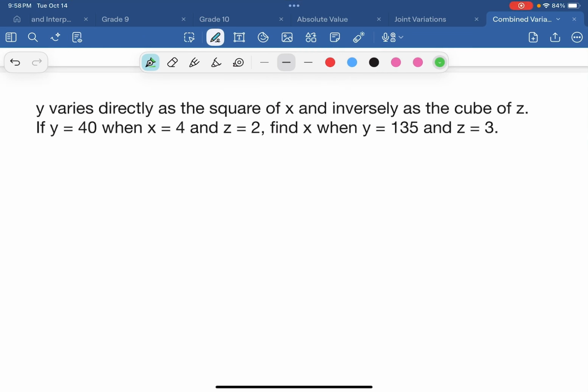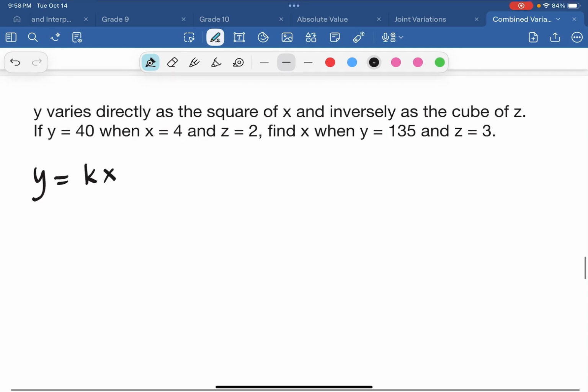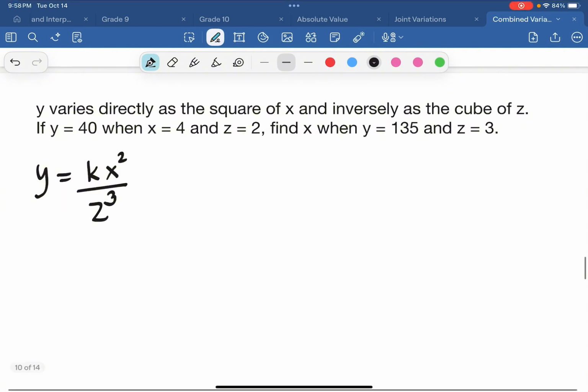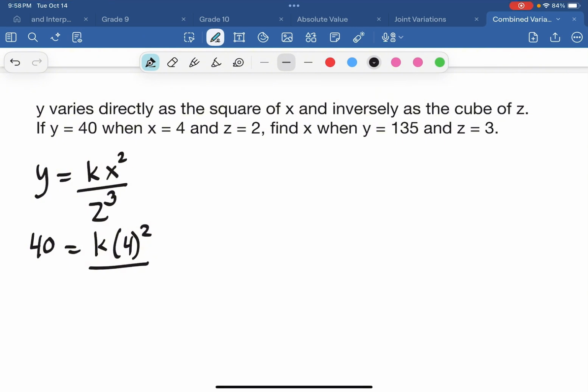Another problem here, we have y varies directly as the square of x. So y is equal to the square of x, so x squared, and then over, inversely, as the cube of z, so z cubed. Now, the value of y is 40, is equal to k. The value of x is 4, so 4 squared, over z, which is 2, so 2 cubed.